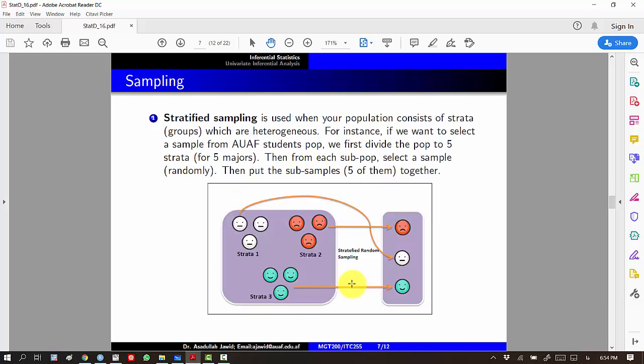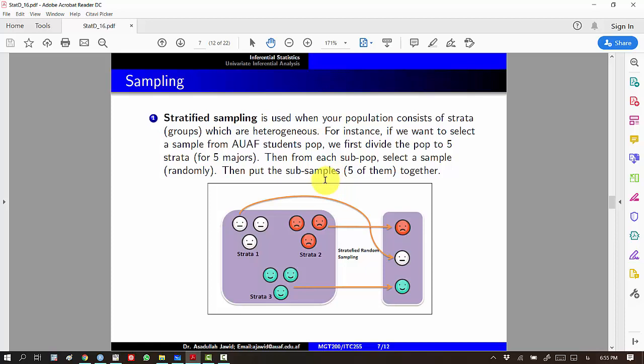And so in stratified random sampling, we have a population which consists of different strata, which we call groups, which are heterogeneous. That means groups are different from one another. For instance, if we want to select a sample from the AUAF student population, we first divide the population into 5 strata. Then we select a subsample from each of these subpopulations. Then at the end, we put together all those 5 subsamples, and that is our sample.